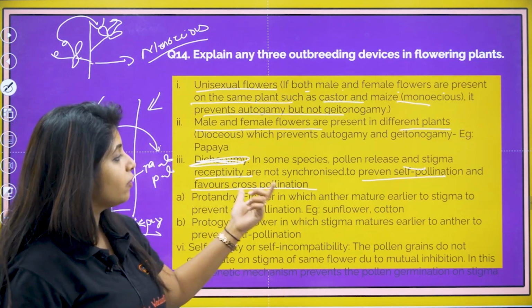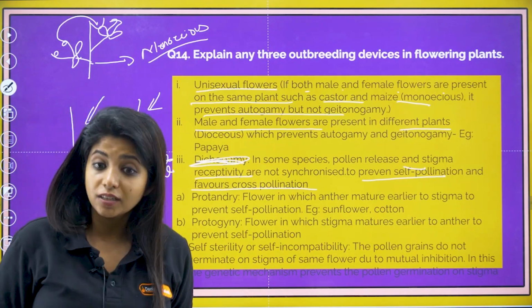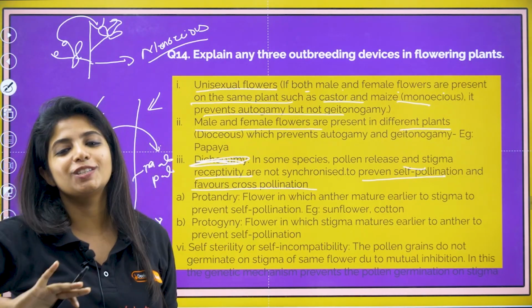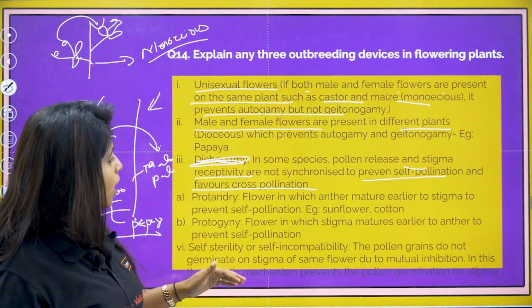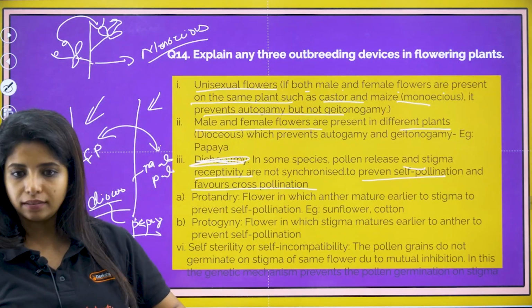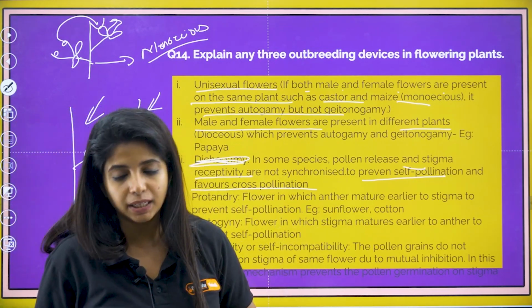Now the next point is flower in which anther matures earlier to stigma to prevent self-pollination. There are certain flowers in which what? The anther is going to mature first and then the stigma. So in that case also the timing gap is there. Okay. Now next is what? Flower in which stigma matures earlier to the anther. That is also there. Now one more thing is there, self-sterility or self-incompatibility.